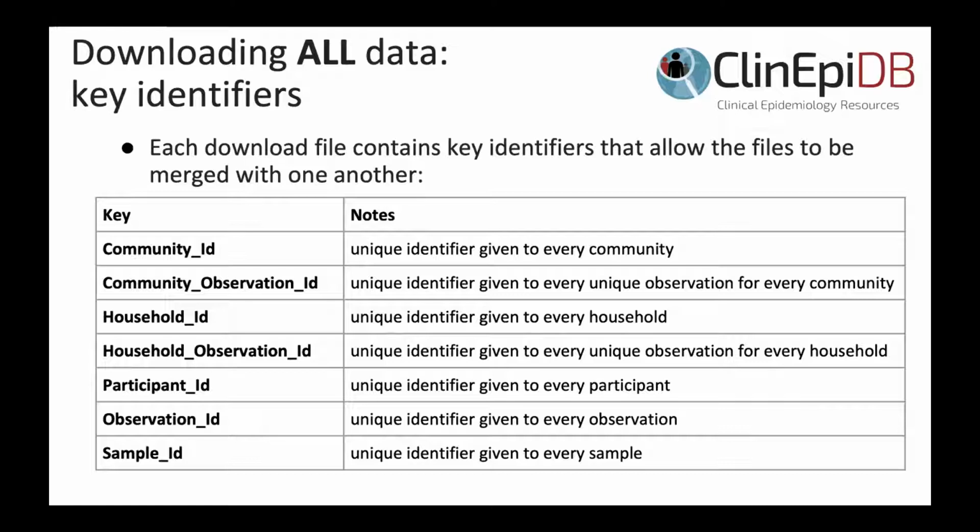So for community ID, for example, if it's not a longitudinal study, you're just going to have a community ID. If you have a longitudinal study, you're going to also have a community ID plus an observational ID so that you have a unique identifier for each row of your data file.